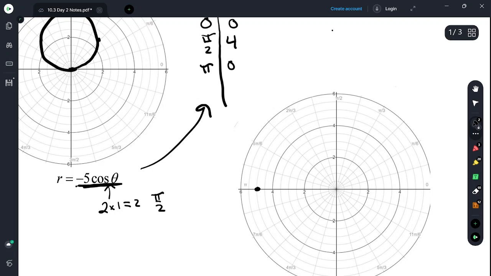We know we have a diameter of 5. And so the radius is going to be 2.5. Here's 3. 2.5 is right there. So we'll go up 2.5, about right there, and down 2.5, about right there, let's say. And we have this circle right there. So that's negative 5 cosine of theta.